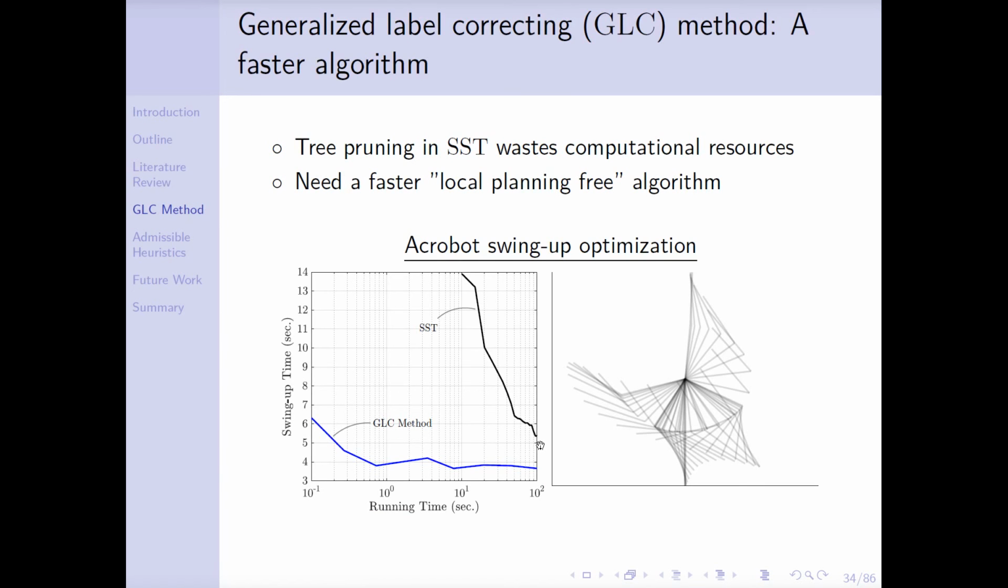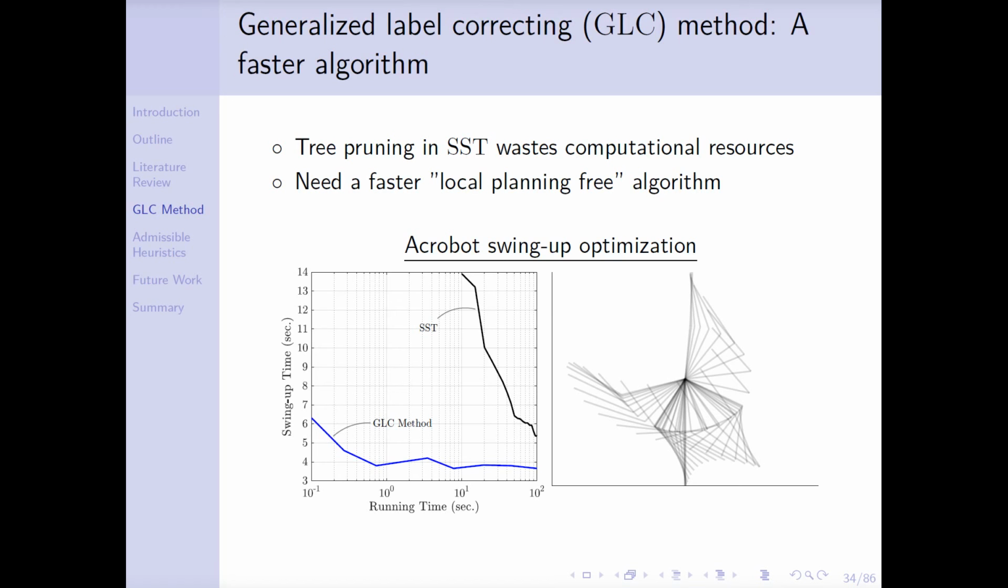So this is where I'll start talking about the algorithm I've been working on, the generalized label correcting method. This algorithm is a resolution complete algorithm that is asymptotically optimal, and I would argue has a sufficiently fast runtime for a number of real-time applications.